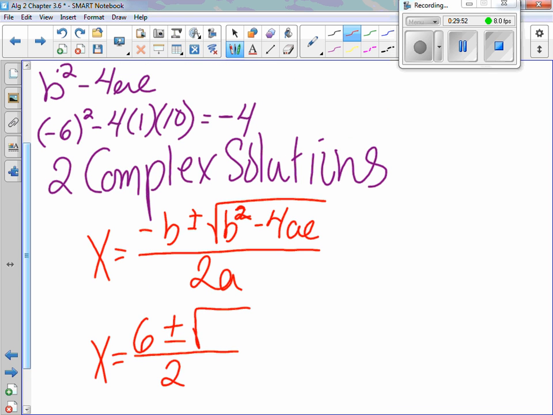Now for this here, I really don't have to type in negative 6 squared minus 4 times 1 times 10, because don't we know what the value of that is? What is the value that would go here? Negative 4. We already figured out what the discriminant is. That term inside that square root is going to be negative 4, because that's what it is.